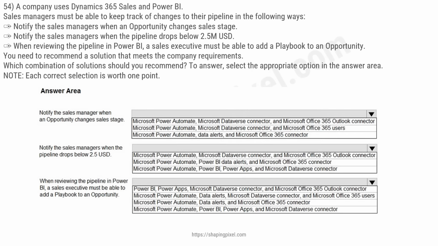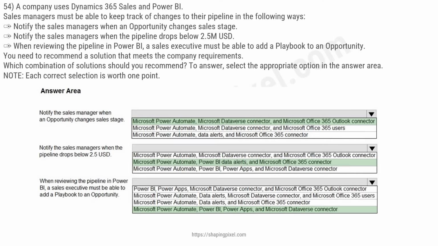You need to recommend a solution that meets the company requirements. Which combination of solutions should you recommend? To answer, select the appropriate option in the answer area. Each correct selection is worth 1 point. So let's see the right options. Notify the sales manager when an opportunity changes sales stage. We have Microsoft Power Automate, Microsoft Dataverse Connector, and Microsoft Office 365 Outlook Connector.